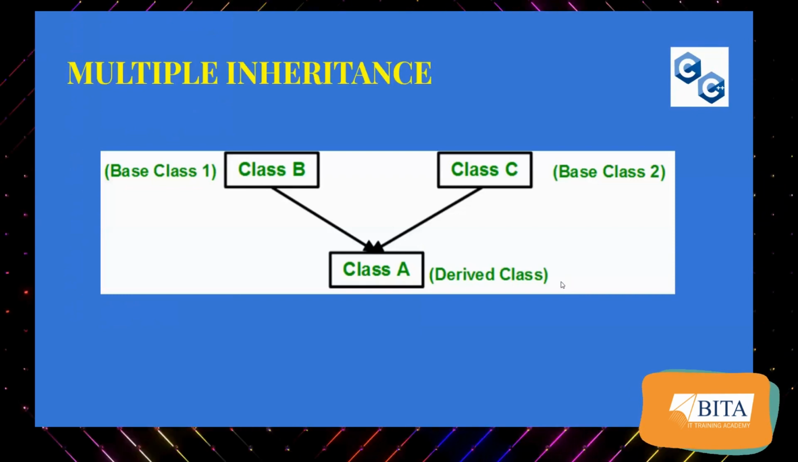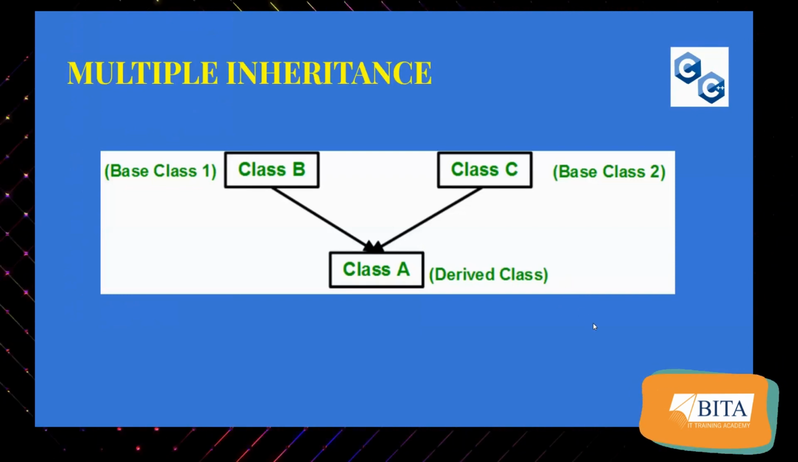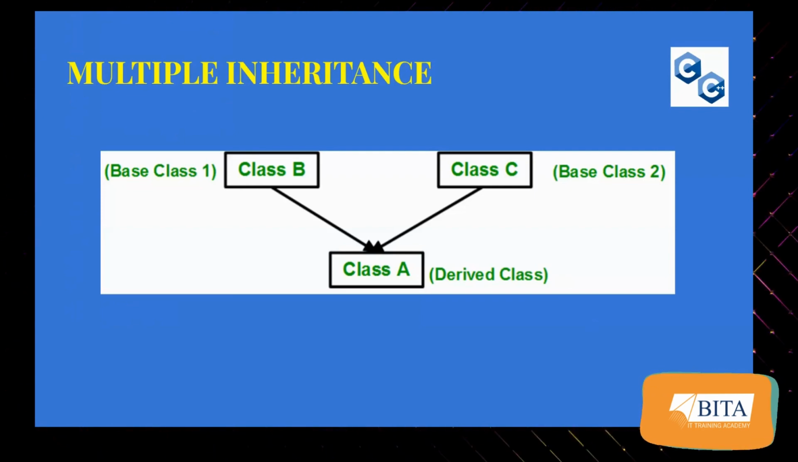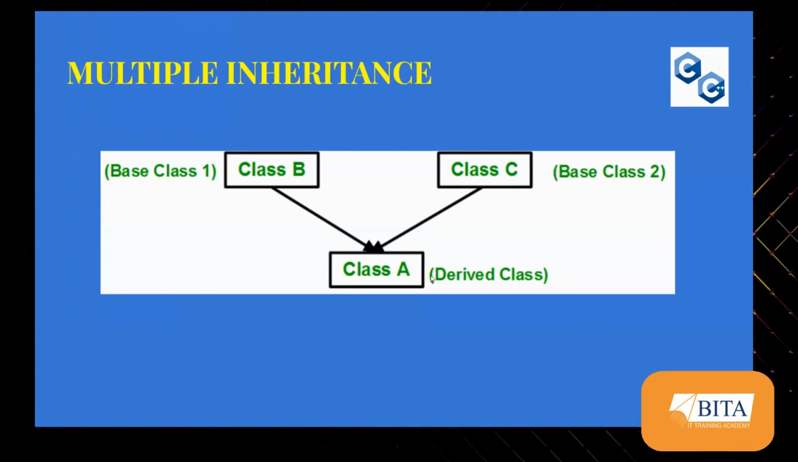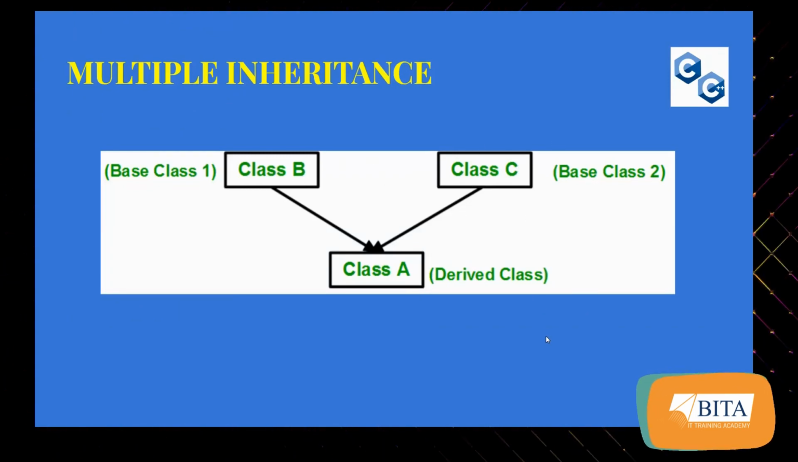So firstly, it is the multiple inheritance. This is the feature of C++ where a class can inherit from more than one class. That is, one subclass is inherited from more than one base class. Class A is the derived class from two base classes, class B and class C.